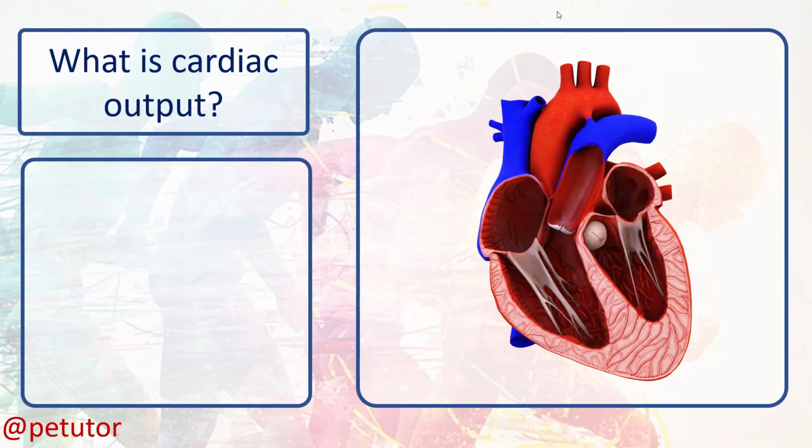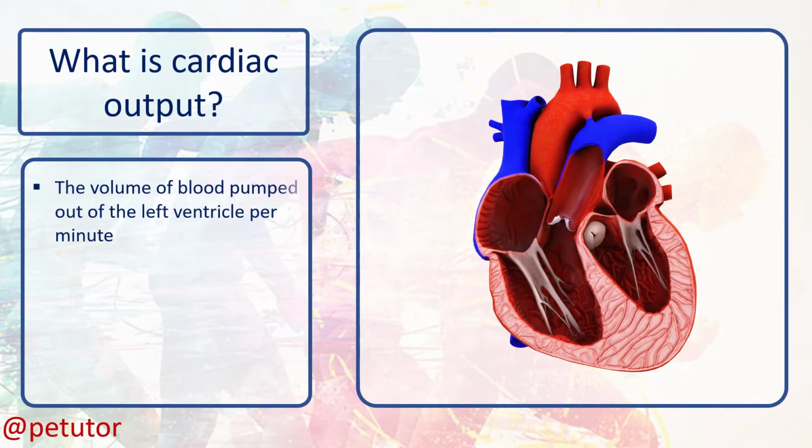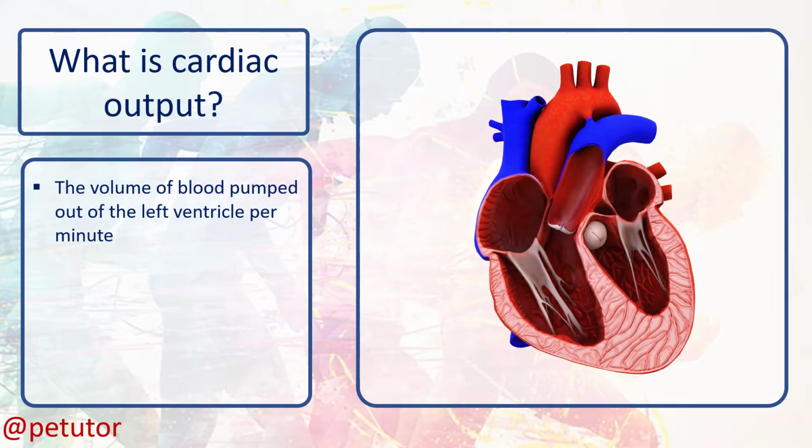What is cardiac output? We need to know the definition. I think there's no way around this other than just learning it. So here we go. Cardiac output then is the volume of blood pumped out of the left ventricle per minute.